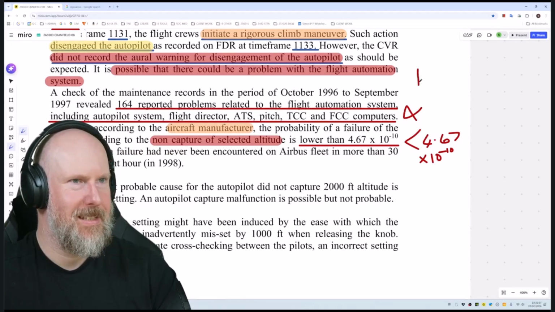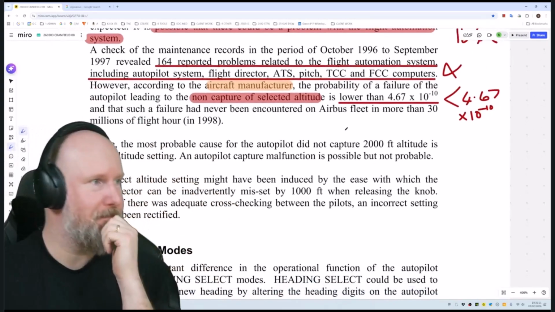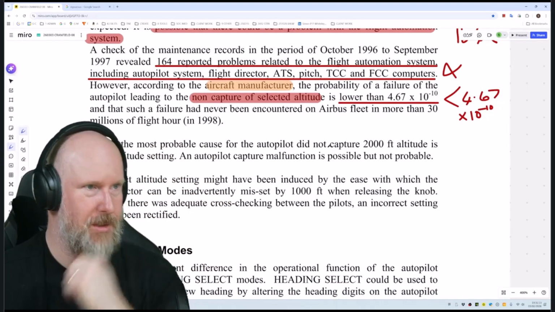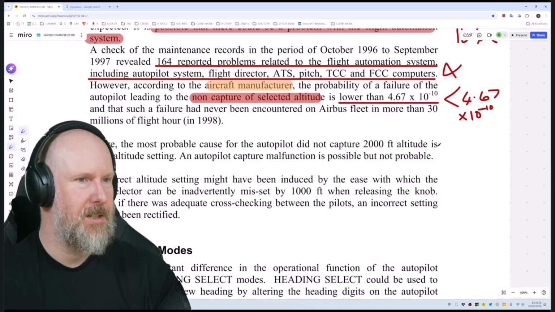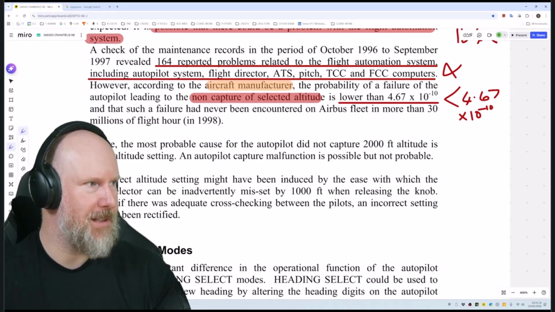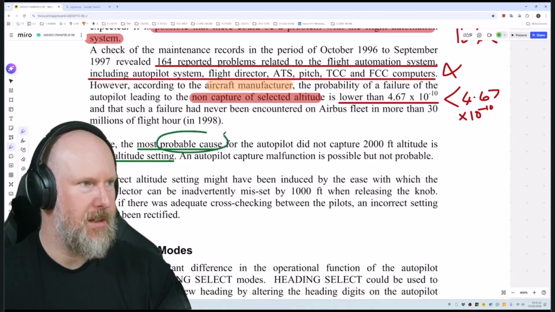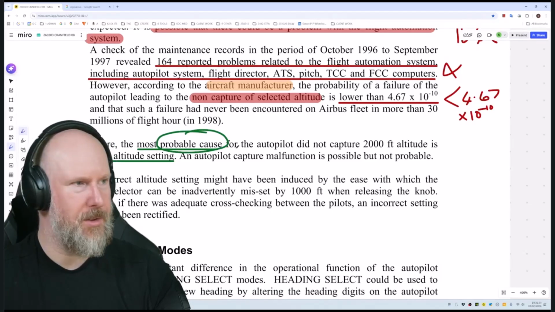Yeah. I think we need to look at that a bit more. Therefore, the most probable cause for the autopilot did not capture 2,000 feet altitude is incorrect altitude setting. Yeah, I mean, we're talking about most probable cause.